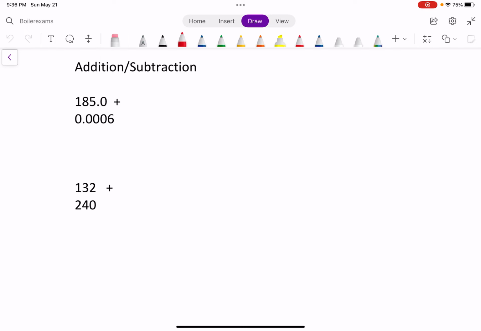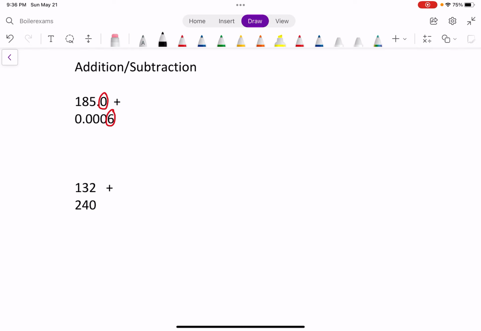So let's first identify the significant figures we're going to be comparing. And it's the rightmost sig fig on each number. So on 185.0, our rightmost sig fig is this 0. It is significant because there's a decimal point. And this 6 right here. So those are the two rightmost significant figures in each number. And we're going to round our final answer to which one of these sig figs is less precise.